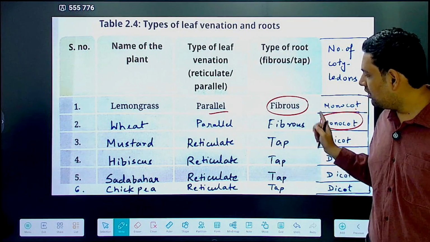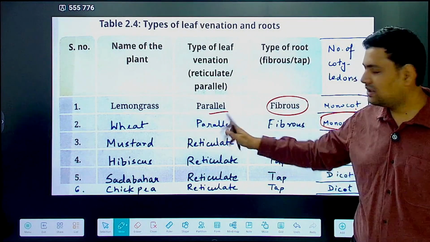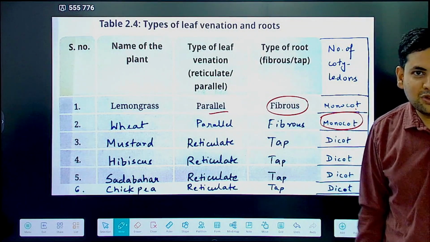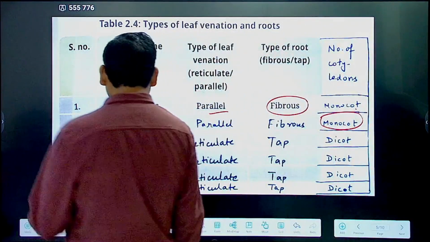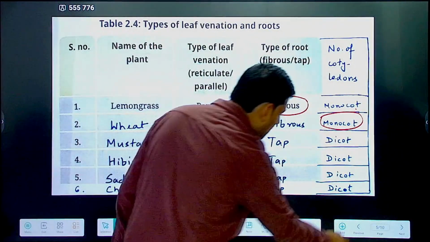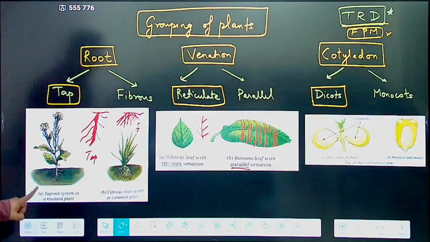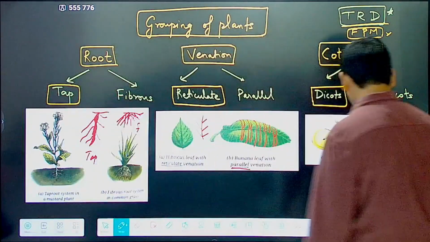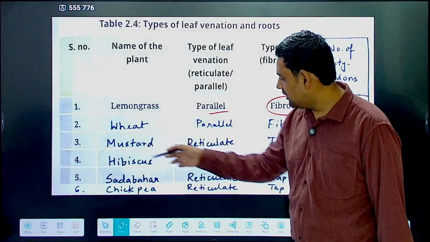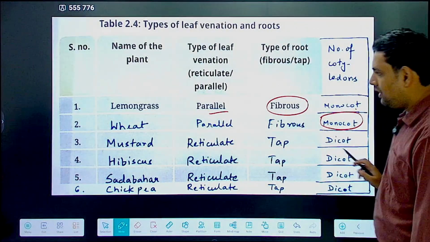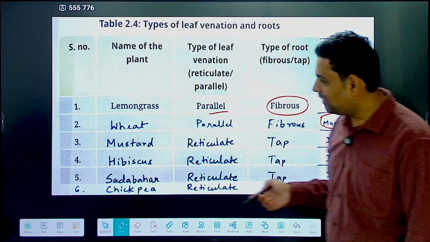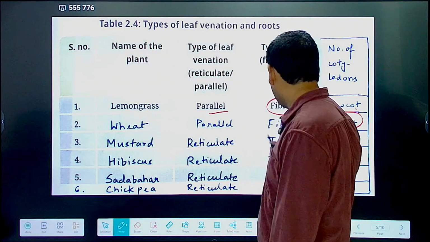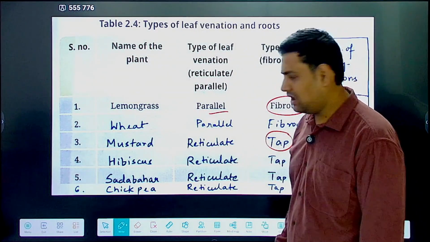So if it is a monocot, then you know that this will be fibrous and parallel. Understood? This is how you have to decipher. Then the mustard example we have already seen. This is the mustard plant only, correct? So it is actually the TRD system. Mustard is reticulate, tap and dicot. At least because it is given in NCERT, I hope you remember tap, and from that you can guess the others.